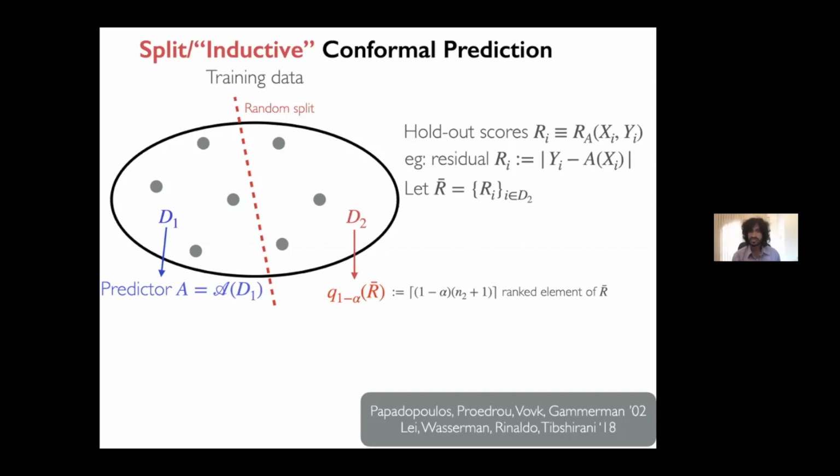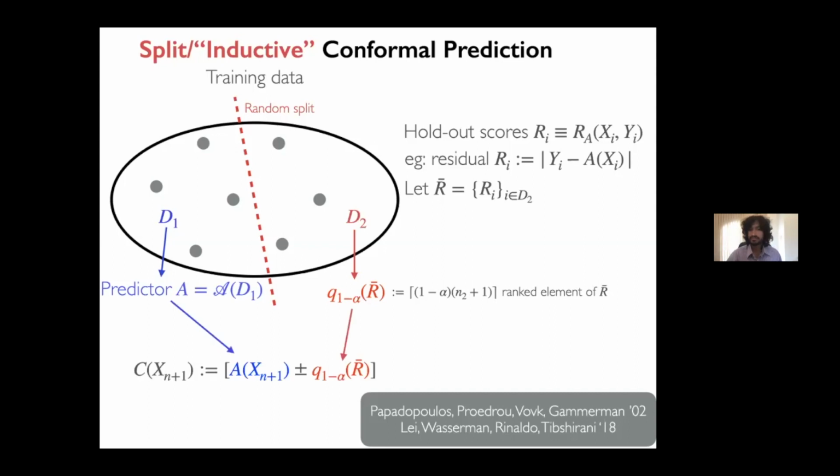Just so that everyone's on the same page with what I mean by the 1 minus alpha quantile, you sort all the elements of R bar. They're just real numbers. You sort them and you take the element which is at rank ceiling of (1 minus alpha) times (n2 plus 1). Why it's defined in exactly this way is not really important, but when you have a discrete set of numbers, you have to say which rank element you're picking. So just sort them and take the one at about the 1 minus alpha fraction. That's what you do with D2.